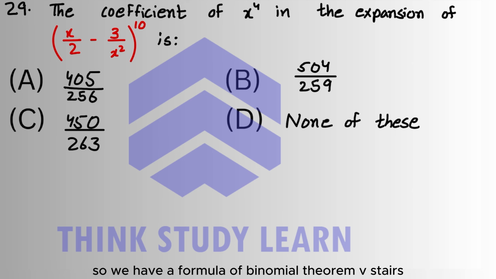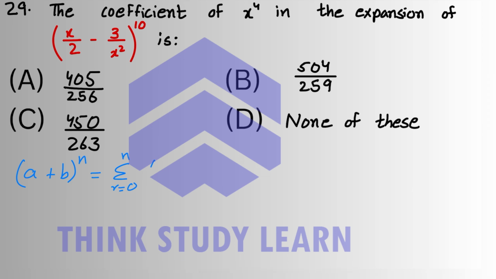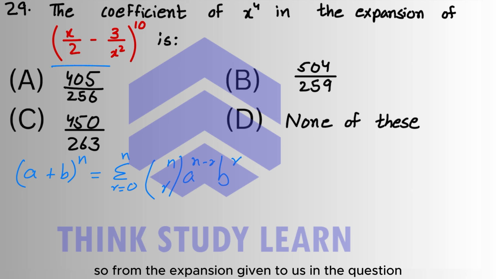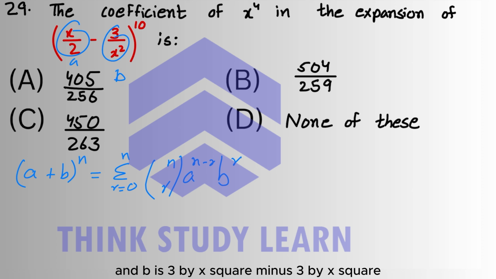So we have a formula of the binomial theorem which states, if any expansion (a + b) raised to the power n is given, then we find the coefficient of any variable using the formula, the sum for r = 0 up to n of nCr a^(n-r) b^r. So from the expansion given in the question, we can say a is x/2 and b is -3/x² and n is equal to 10.